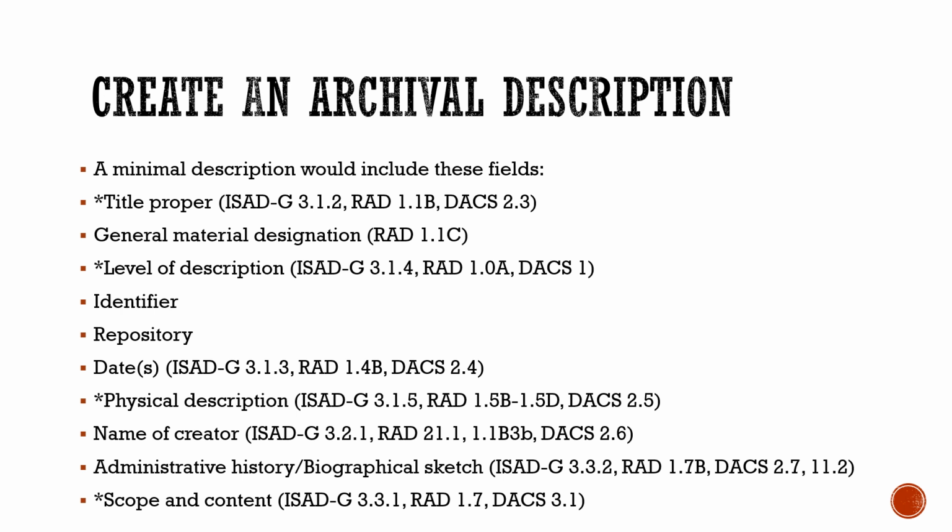Next, you can create the archival description record. The minimal elements to include are shown here. The starred elements are required. Crosswalks to data content standards are shown after each element. So a minimal description would include these fields.